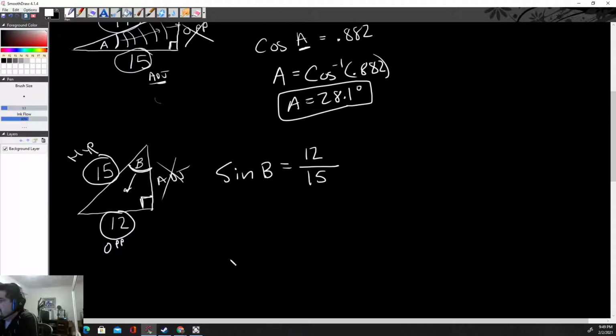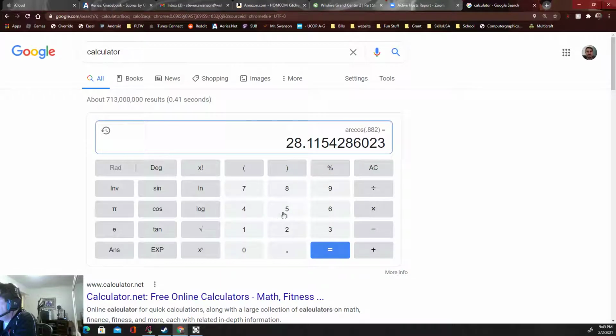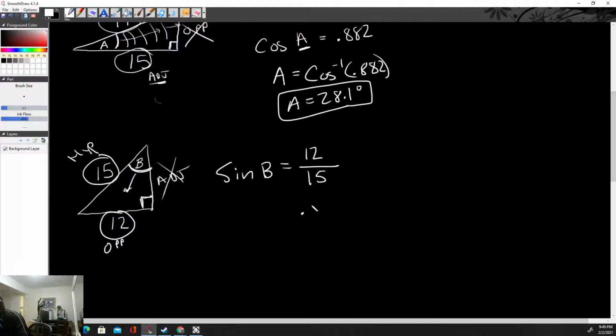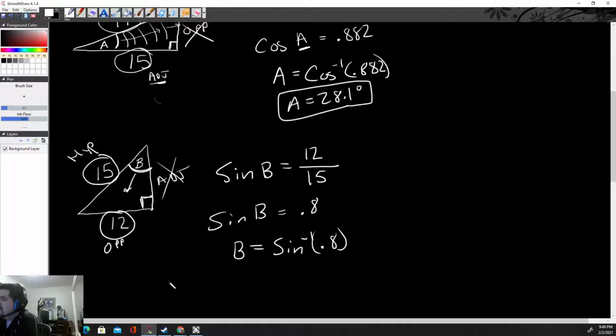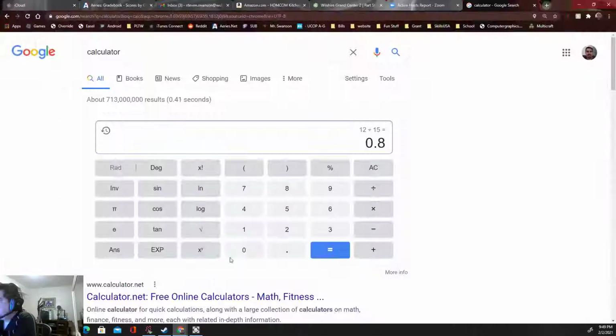And so let's figure out what 12 divided by 15 is on the calculator. 12 divided by 15 is 0.8. So 0.8 is equal to sine of B. But once again, I don't want to know what the sine of the angle is. I already know what it is, it's 0.8. I want to know what just the angle is. So the angle is equal to sine -1, so arc sine of that 0.8. Let's just bump that into the calculator and we're all done.